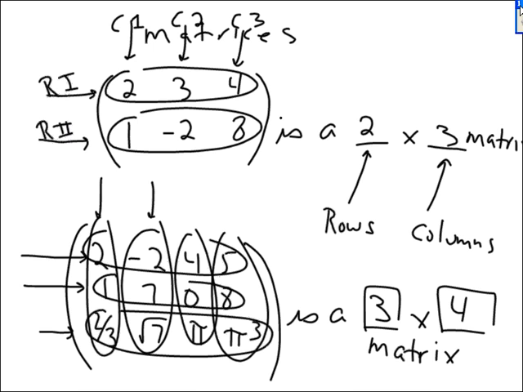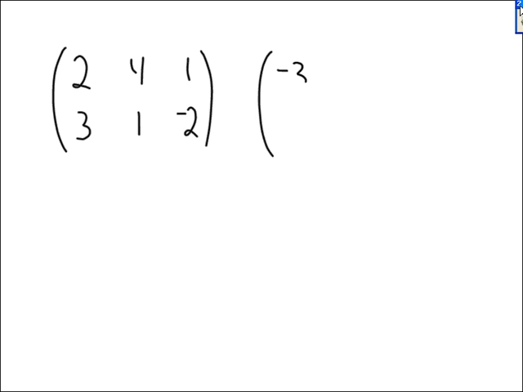And like I said, there's a number of things that you can do with matrices. The first thing we're going to talk about is adding matrices. How do you add matrices? You have 2, 4, 1, 3, 1, negative 2. And you also have another matrix, negative 3, 0, 4, 2, negative 1, 4. You want to add them.